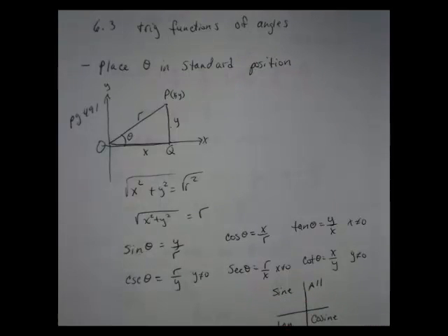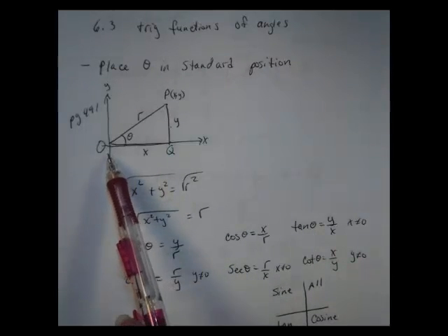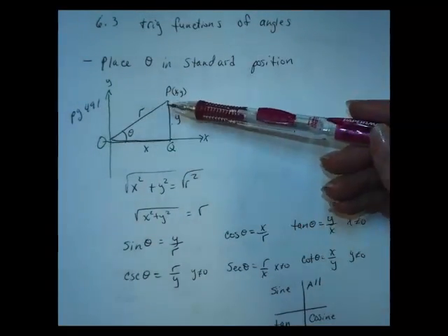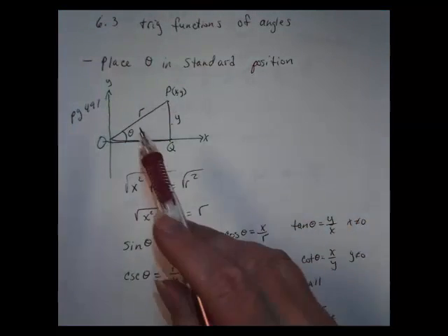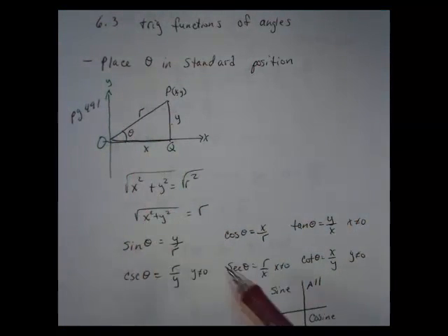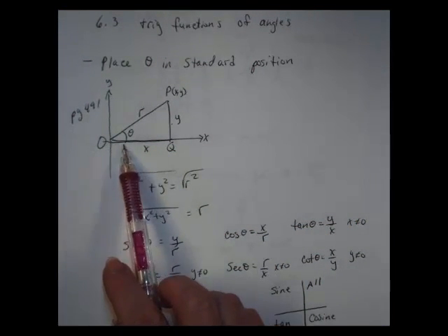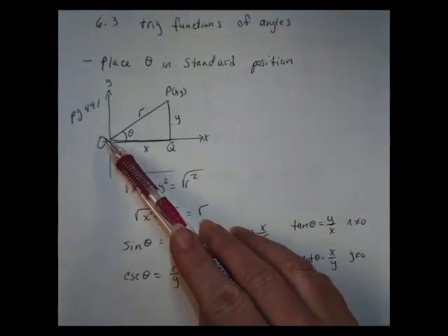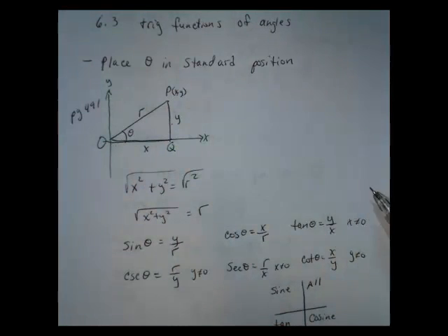Alright, so last class we talked about 6.3 trig functions of angles, and we talked about how theta had to be in standard position, which means it's on the x-axis and it's kind of looking like a triangle like this, and here is our theta, and the distance is going to be on the x-axis and the y-axis, and then the radius is our hypotenuse.